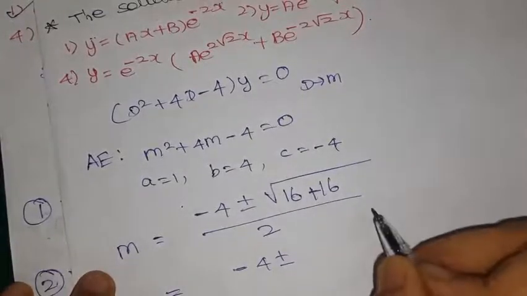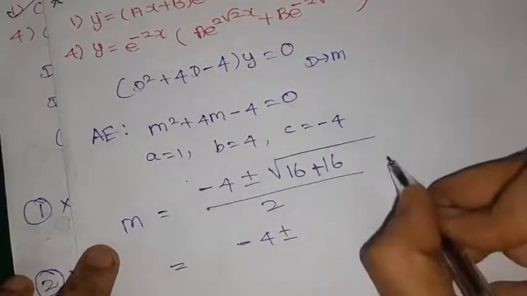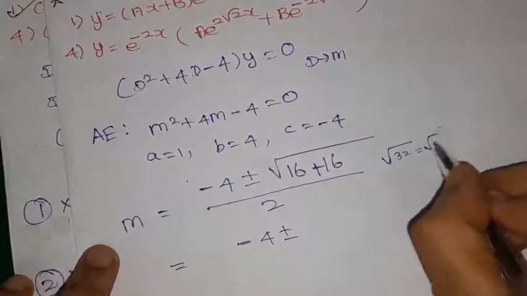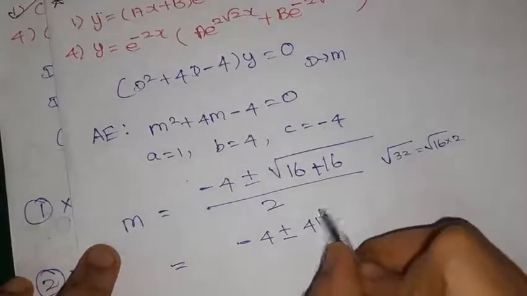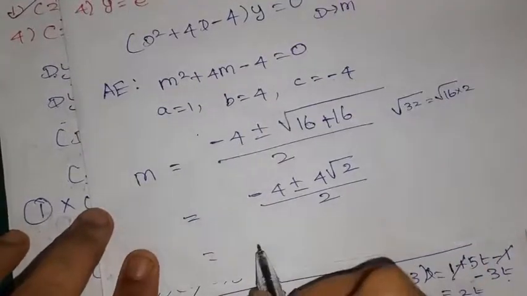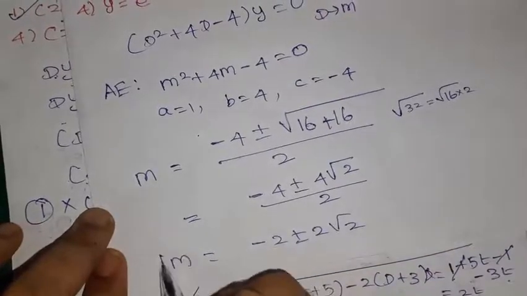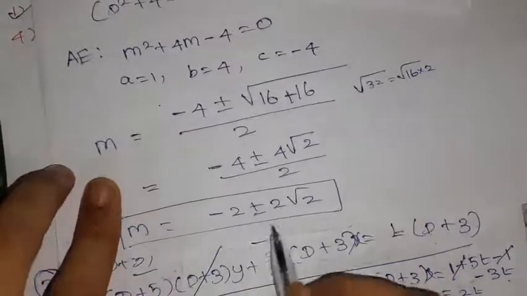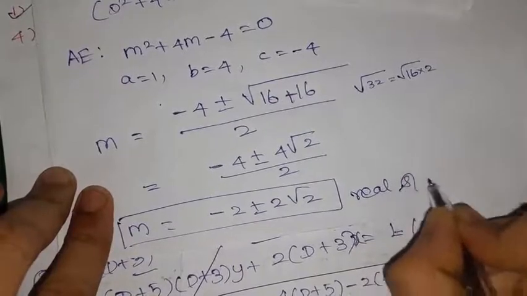How can we write root 32? It is the square root of 16 into 2, which is 4 root 2. Divided by 2, we get minus 2 plus or minus 2 root 2. So here there are two real and distinct roots. See carefully, the roots are real and distinct.